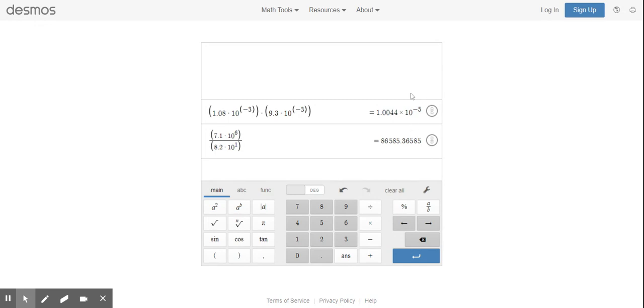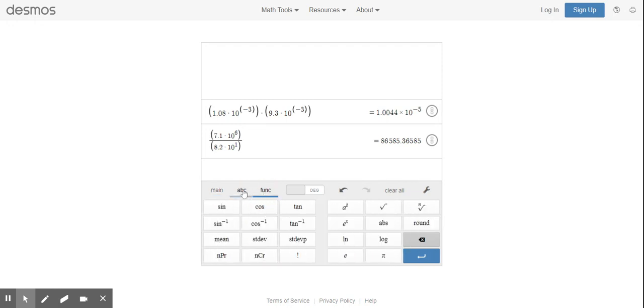Okay, that one did scientific notation. That one didn't. That doesn't make any sense. It ought to do it. Function, sine, cosine, tangent. Oh well. Maybe you'll just have to convert those. And this will let me do it.